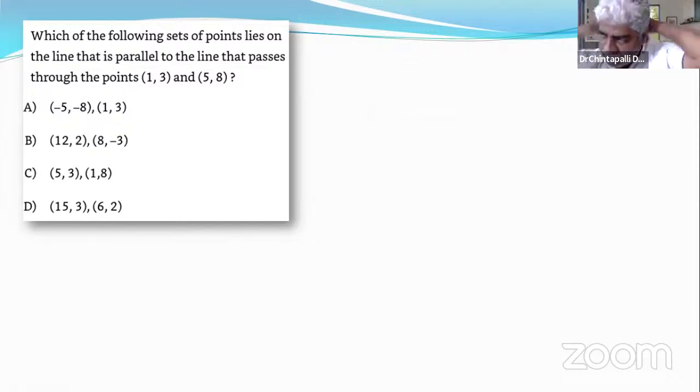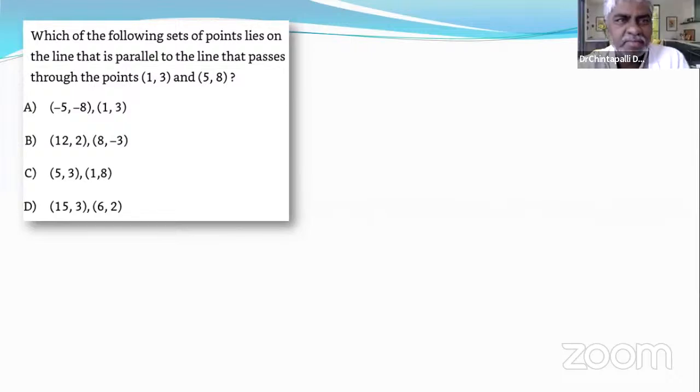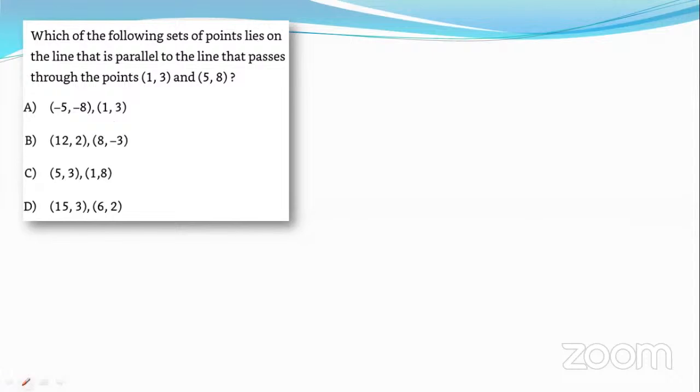Also from the same book. We find the same slope, 5 by 4. Which of the sets of points lie on the line that is parallel? Parallel means slopes are equal. Slope of the given line.